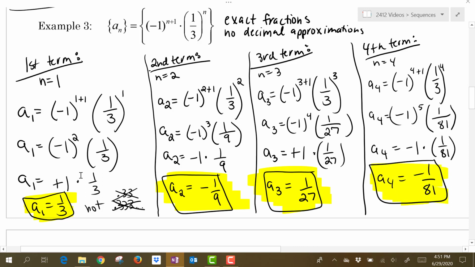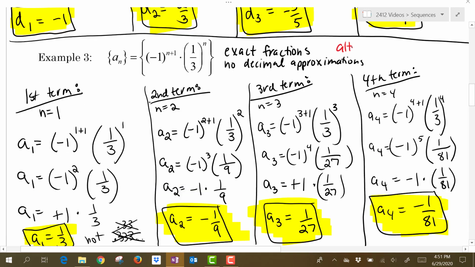Again, when we look at these terms, we see that the sign changes as we move from term to term. The sign alternates. It starts with positive, negative, positive, negative. So this is also called an alternating sequence. It starts with positive, and then goes to negative, and then positive, and then negative, and then it will continue with that pattern as it goes forward.